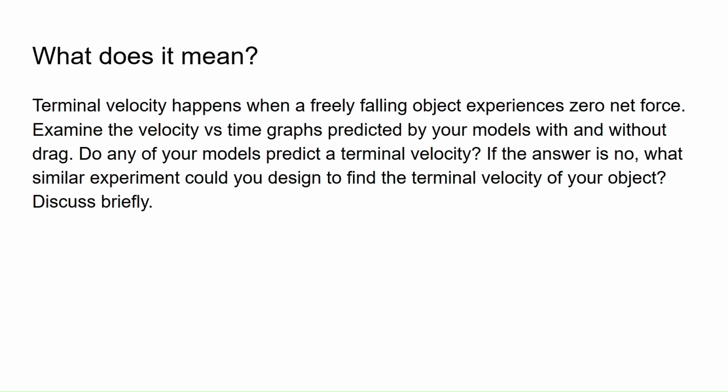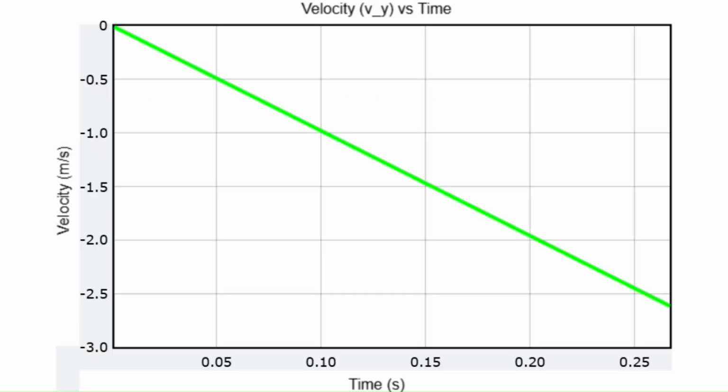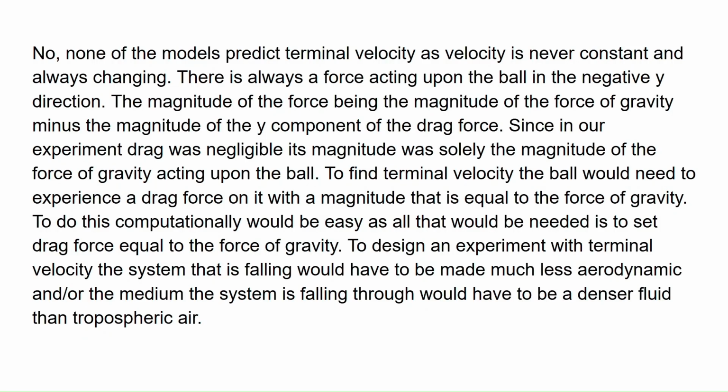What does it mean? Here's the what does it mean question that you can review, but it was also in the lab instructions. Here's a graph of the computationally predicted y component of the velocity of the ball. So no, none of the models predict terminal velocity, as velocity is never constant and always changing. There's always a force acting upon the ball in the negative y direction, the magnitude of the force being the magnitude of the force of gravity minus the magnitude of the y component of the drag force.